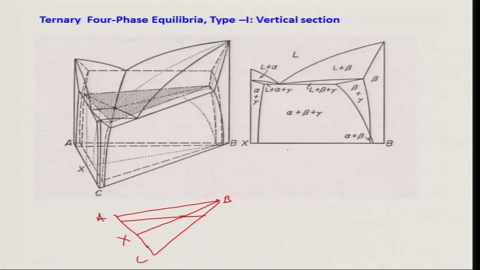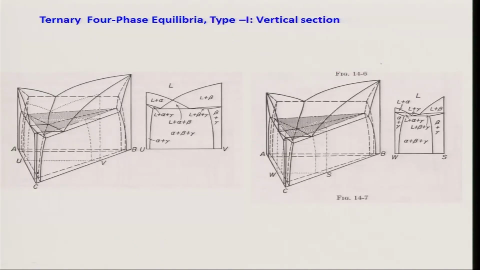If I take a plane cut across, this will look like this. This is the alpha plus gamma region. Above it we have liquid plus alpha plus gamma, and above that you will have liquid plus alpha. Similarly, on the right side you have beta plus gamma and liquid plus beta plus gamma. In addition, because we have taken a vertical section from one of the corners of the triangle like B, there is a single phase zone B. Remember, on the vertical section I cannot draw tie lines like this. This is wrong, not allowed.